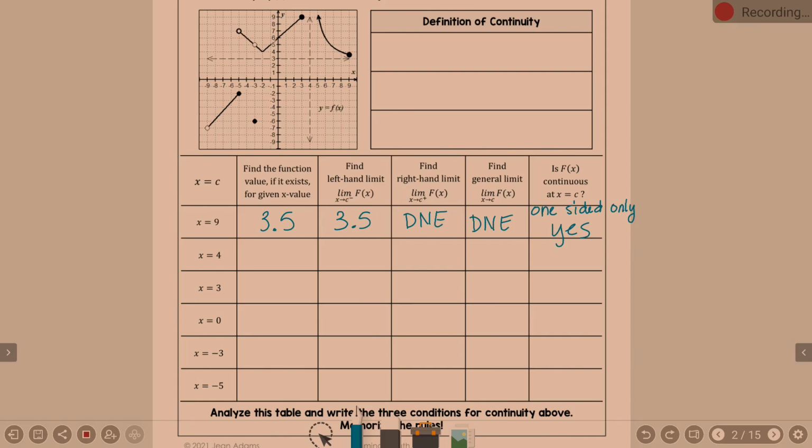Okay, you ready for 4? Sure. Function value when x equals 4. Ooh. Infinity.